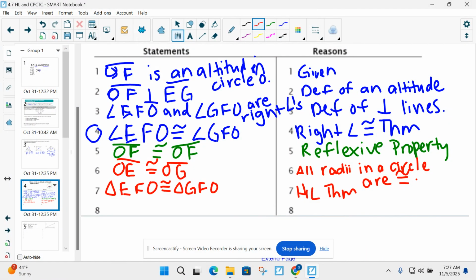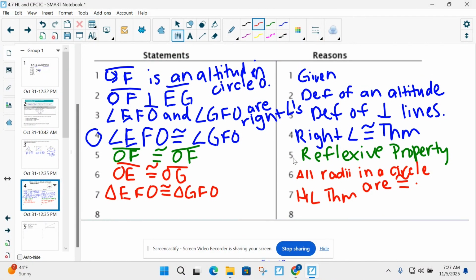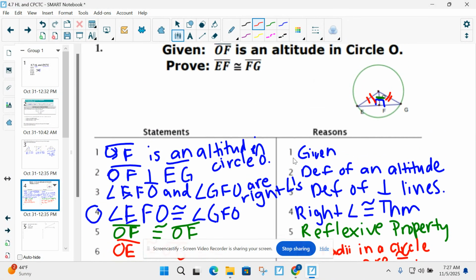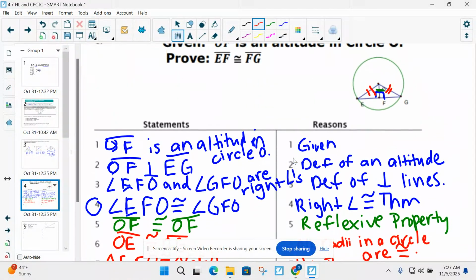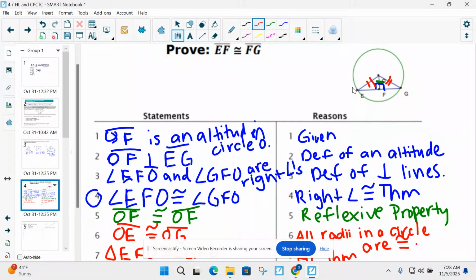Now you're probably saying, well, Mrs. Billig, that's actually not what we were trying to prove. We were trying to prove that EF and FG are congruent. So we're going to use the mnemonic that we had at the beginning of the lesson, CPCTC. That stands for corresponding parts of congruent triangles are congruent. That means if you can prove that these two triangles are congruent, then you can prove that all of the other corresponding parts that we haven't named yet are congruent.